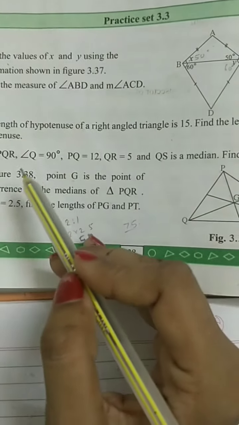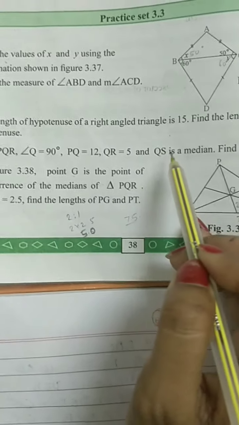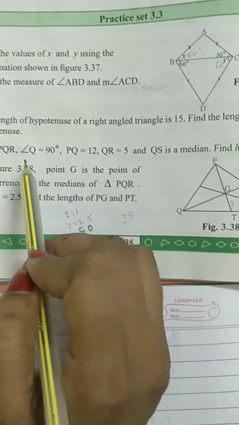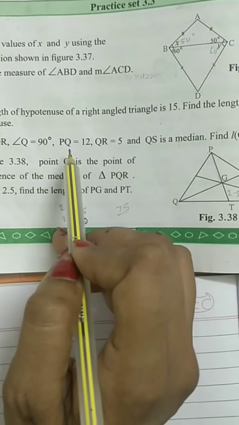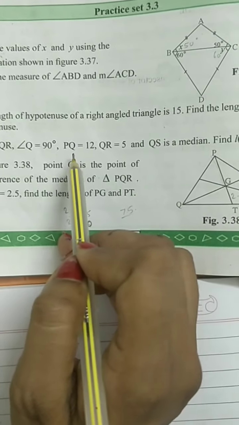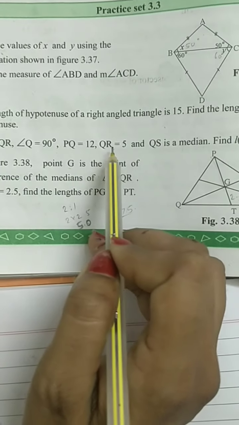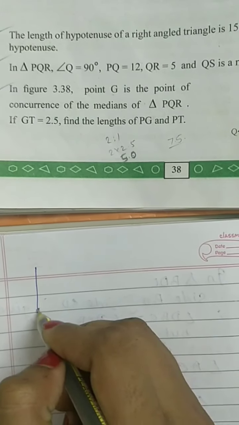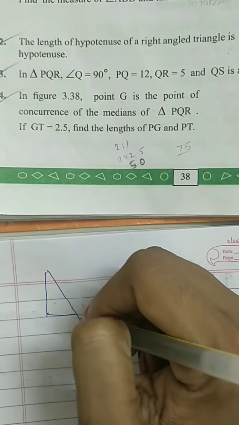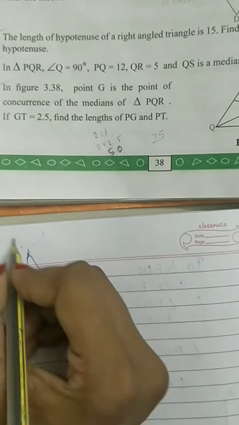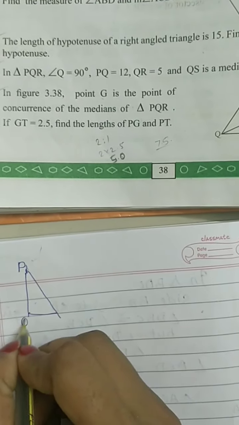So here are question number 3 and question number 4. In question number 3, we need to find the median. One angle is 90 degrees and one length is 12. Suppose this is a triangle, I'm just going to explain it to you. So this is a right angle triangle PQR. Sorry about the sketch.